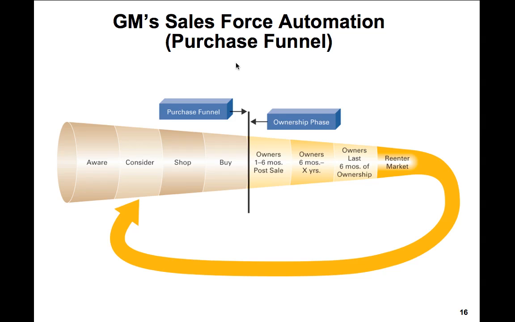Here's General Motors', GM's, Salesforce automation. It's called a purchase funnel. And what you're looking at is making the customer aware. So we've got the purchase funnel on one end and then the ownership phase on the other end. Because just because they bought something from you, they've bought in. They're part of your company now. They're an asset, actually. So you hold on to them, which is the old traditional method.